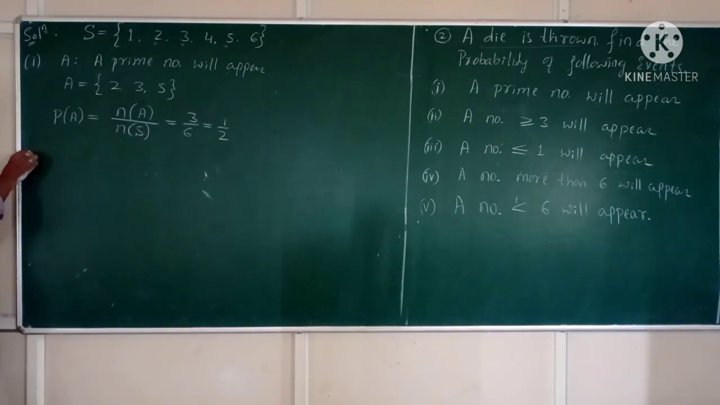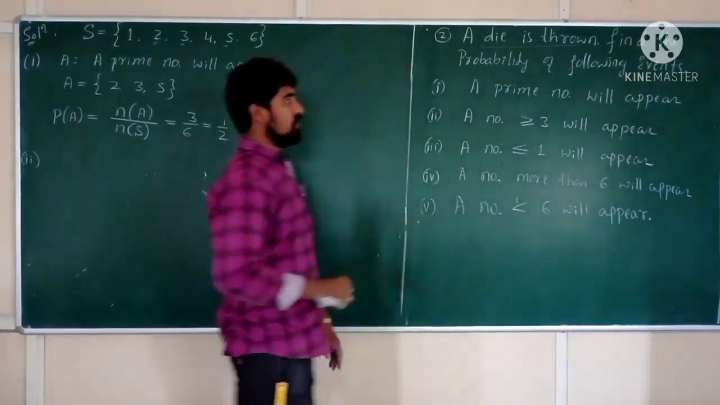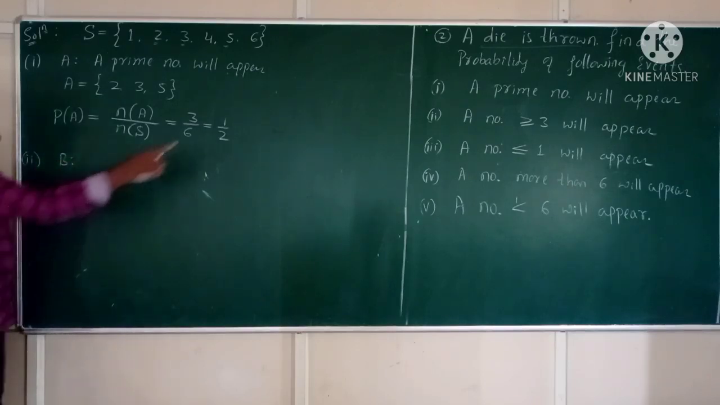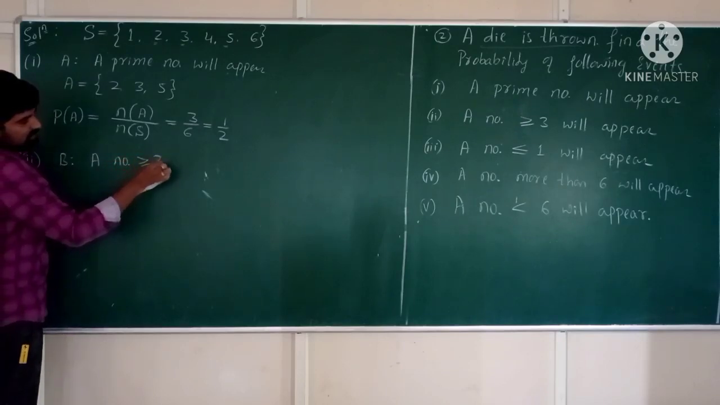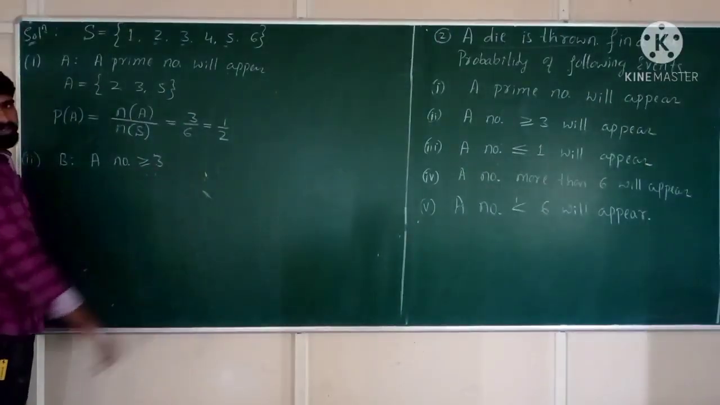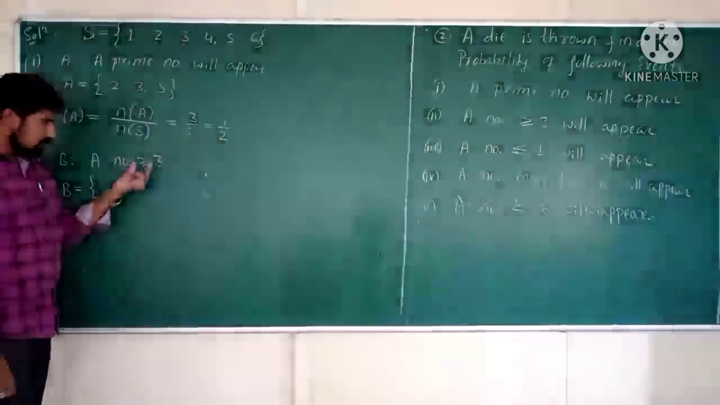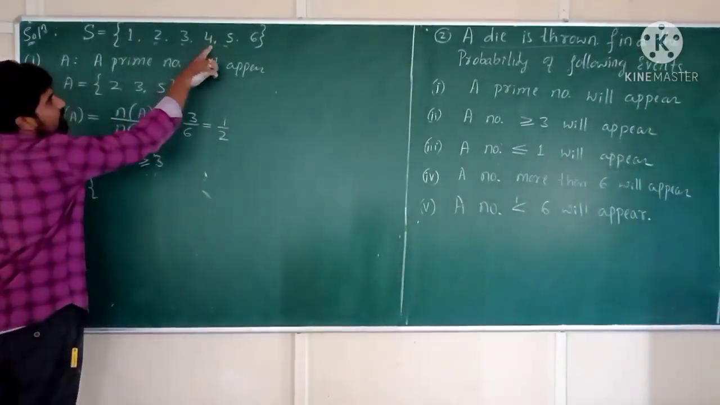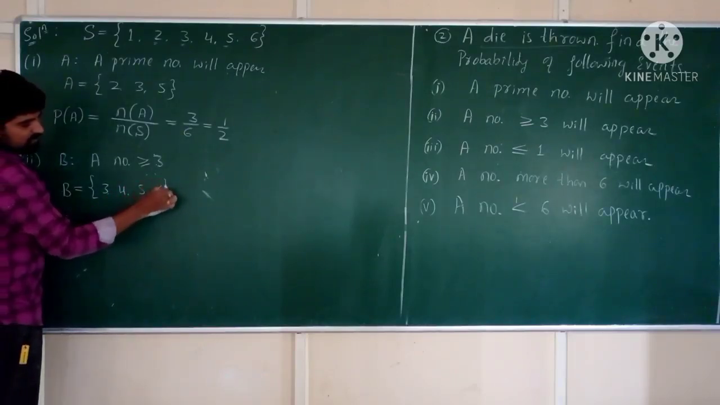Now the second question. We need to find the probability that a number greater than or equal to 3 will appear. So first let us define the event. B is the event defined by a number greater than or equal to 3 will appear. Therefore, the event B consists of the outcomes which are equal to 3 or greater than 3, and which are given by 3, 4, 5 and 6.